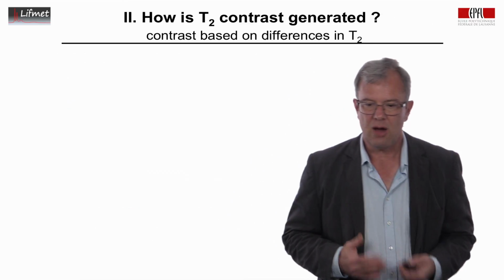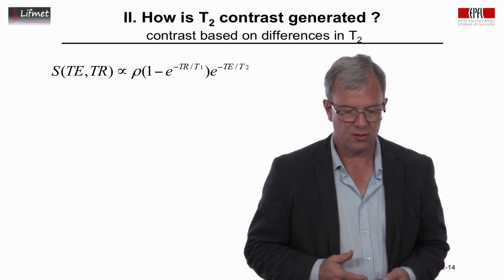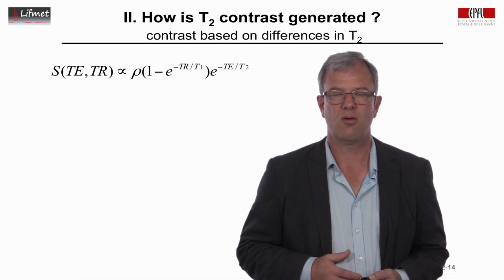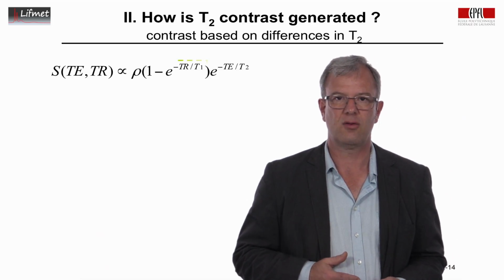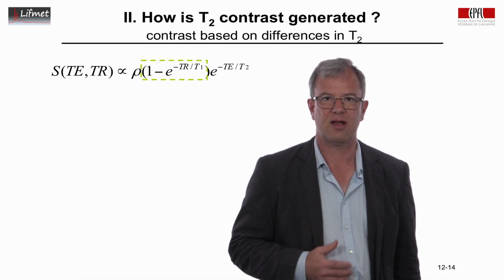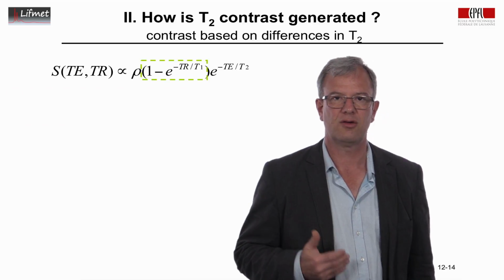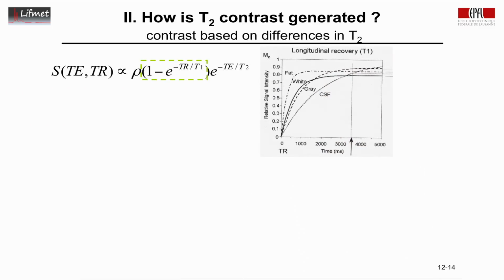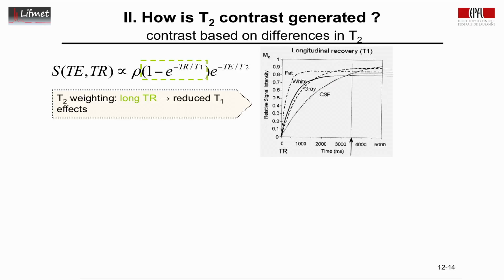So, second question, how is T2 contrast produced? We'll take again the same operational equation. That's our signal of our spin echo sequence. And now we are looking at the T1 effect. We are now interested in producing a contrast solely on the basis of T2. So, for T2 weighting, we don't want to have the effect of T1. So we're going to use a long TR to have a reduced effect of differences in T1. We are interested in exploiting just the effect of T2.